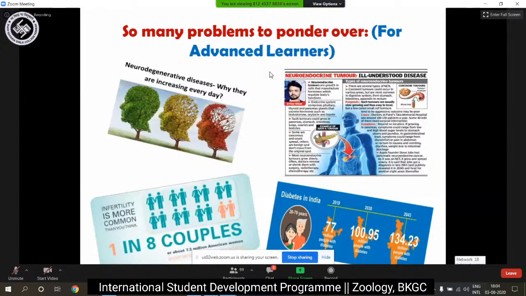So the association between different types of such EDCs and how it is affecting our reproductive capability. So many problems to ponder over. Then the gradual increase in diabetic patients in India.